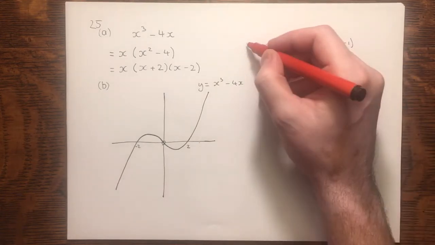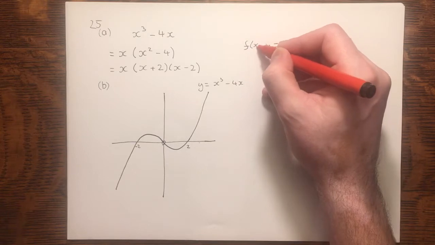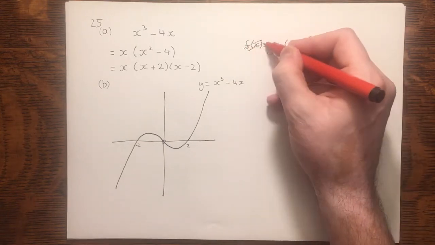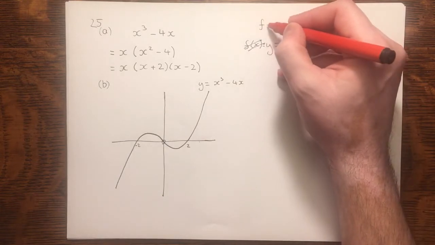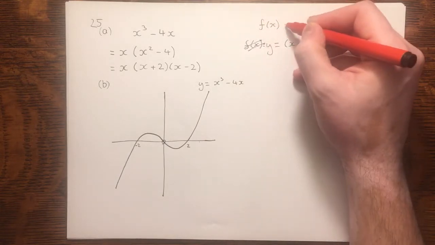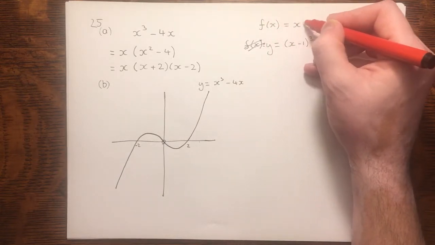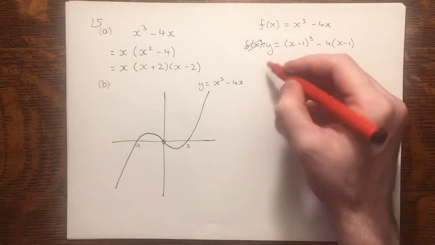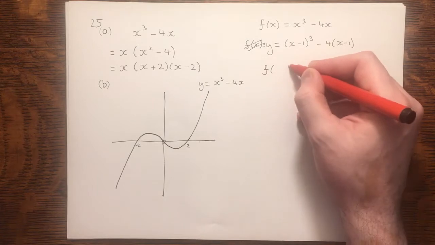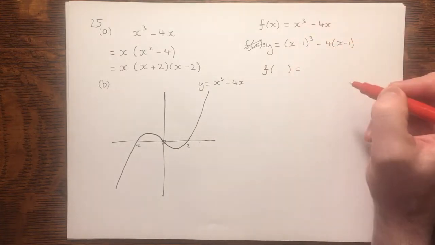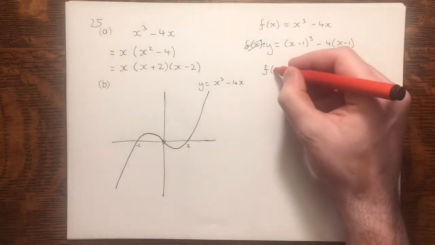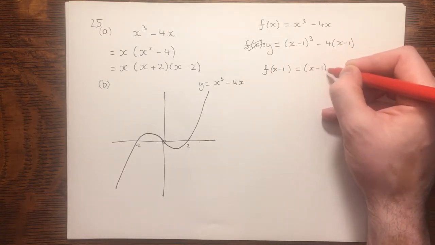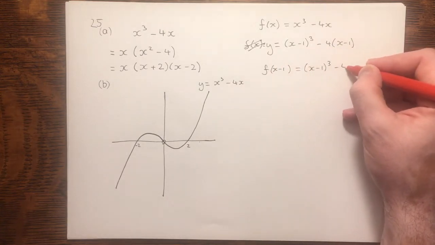If I was to define the previous equation as f of x, if I compare this, in place of x, I have x minus 1. So this would be f of x minus 1.